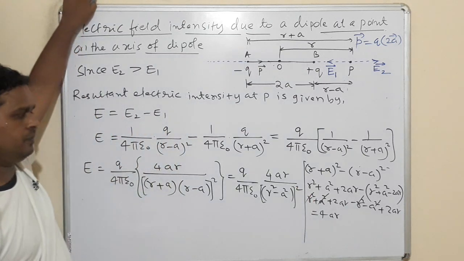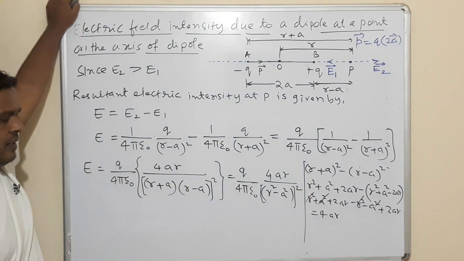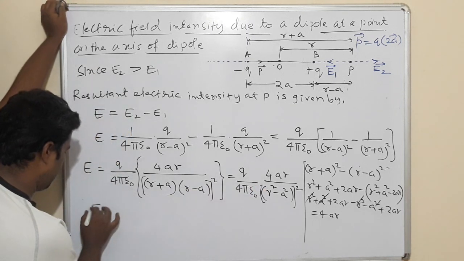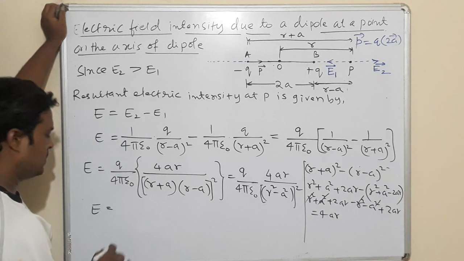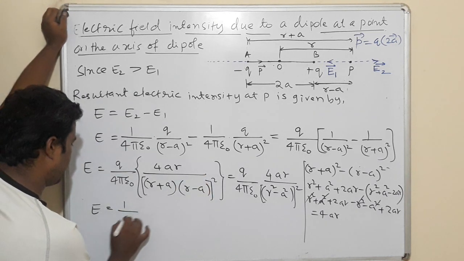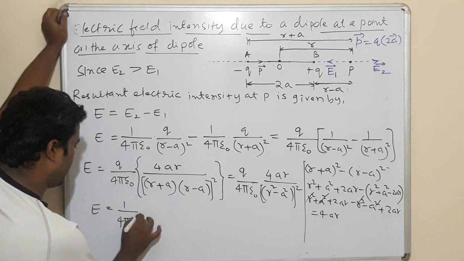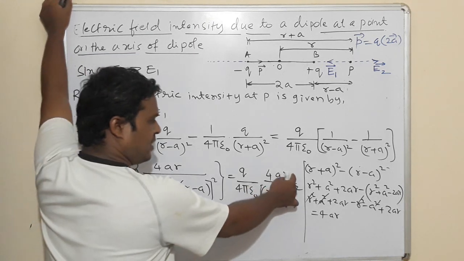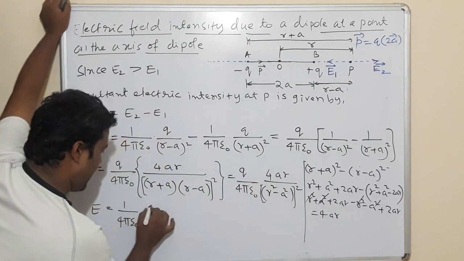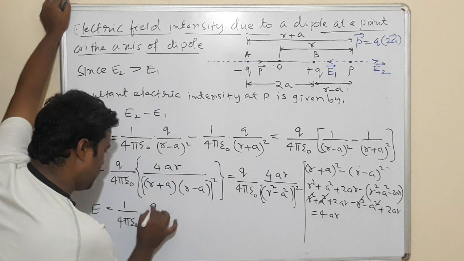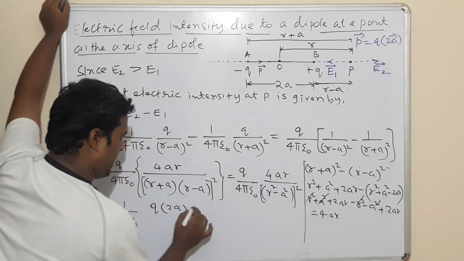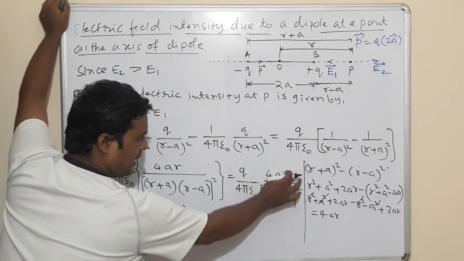Did you understand the calculation? It is a simple calculation. Then this E will be equal to Q divided by... I will make a slight adjustment here. This will be 1 by 4 pi epsilon naught. Instead of writing Q into 4a, I will write Q into 2a. Q into 2a, with 1a remaining and r remaining.